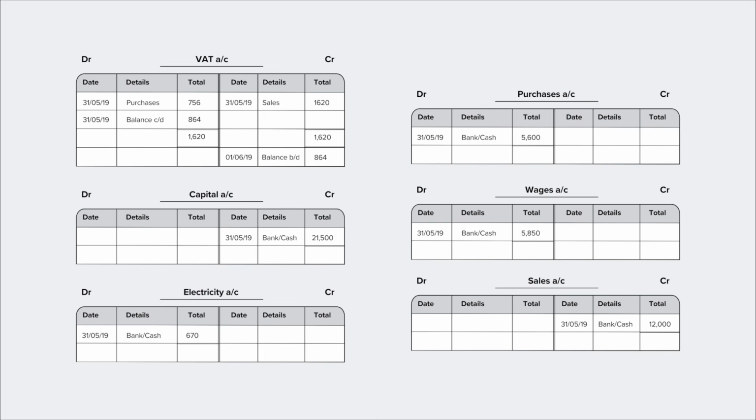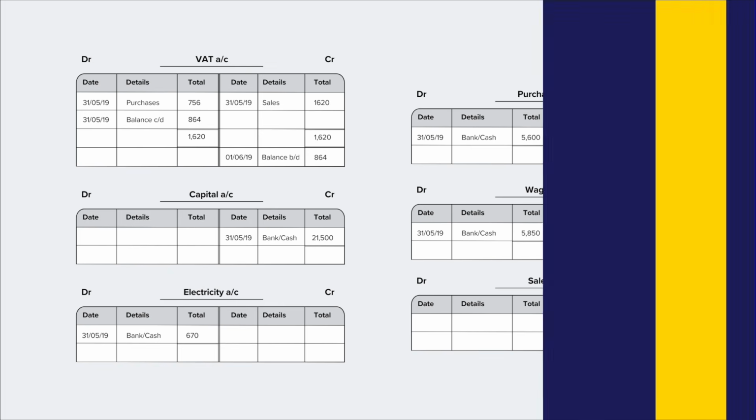It can take quite a while to complete a question like this, but practice makes perfect, and once you get into the swing of things, it'll be no problem for you.